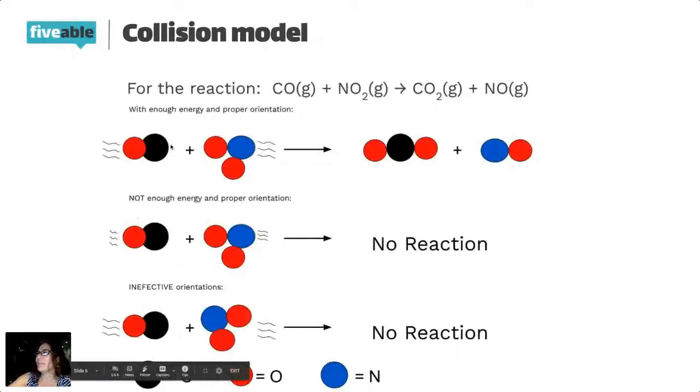Okay. So for example, in this reaction with carbon monoxide and nitrogen dioxide, this is showing the energy of collision. If they come together with enough energy and in the proper alignment, then the products will be formed. But if they are properly aligned, but with not enough energy, no reaction will be formed. Or maybe they do have the energy, but they're not aligned properly. So there's not going to be a reaction because here the carbon is getting together with the nitrogen, and we don't need that for the product.